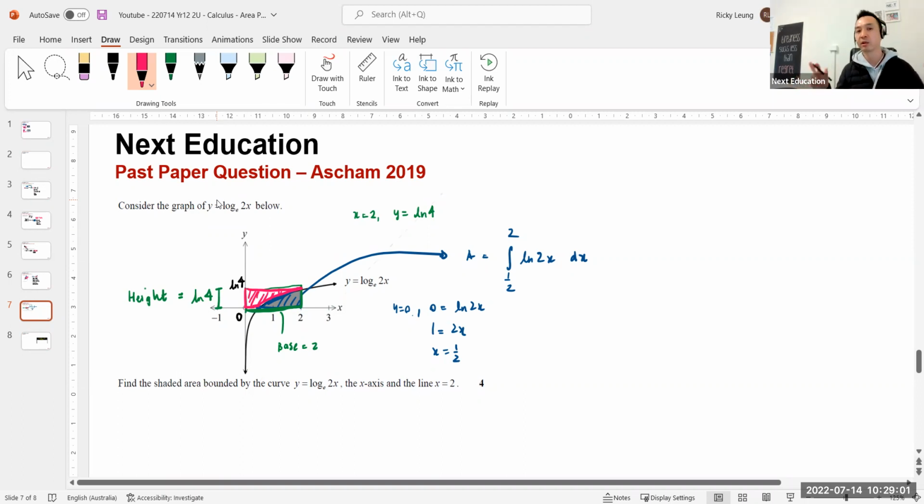Need another way. Area of the green is easy, 2 ln4, right? Area of the pink, let's explore. Now, just to be clear, guys, this one here equals 2, can't be done, right? The blue can't be done. So instead, this is how I'm going to play it out, guys.